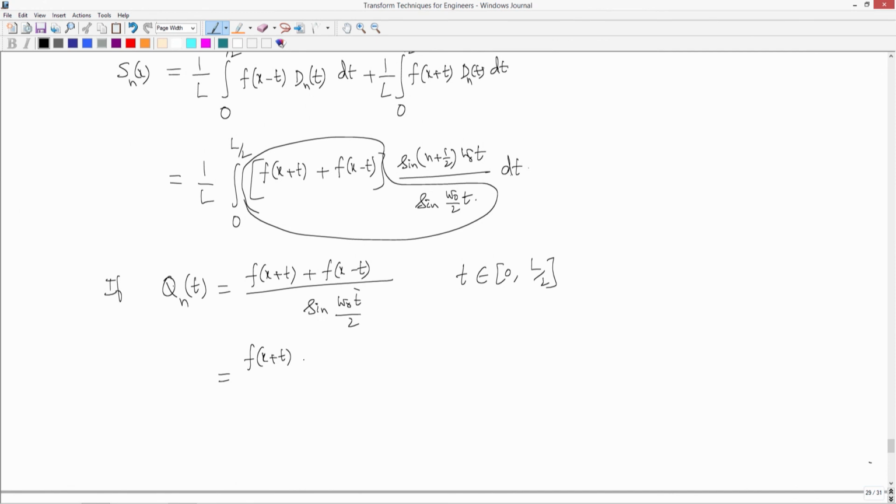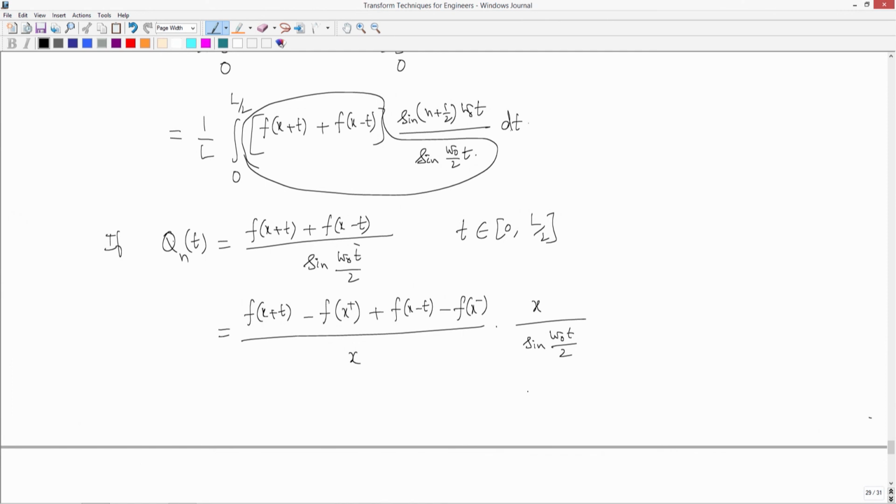f of x plus, a positive side function, and then plus f of x minus t, I will also subtract a negative side function, divided by sine omega naught t by 2. This is what I will do. Because I added and subtracted, I will have some addition, that is f of x plus and f of x minus, because I subtracted both sides, divided by sine omega naught t by 2, since I have subtracted only this one, right.